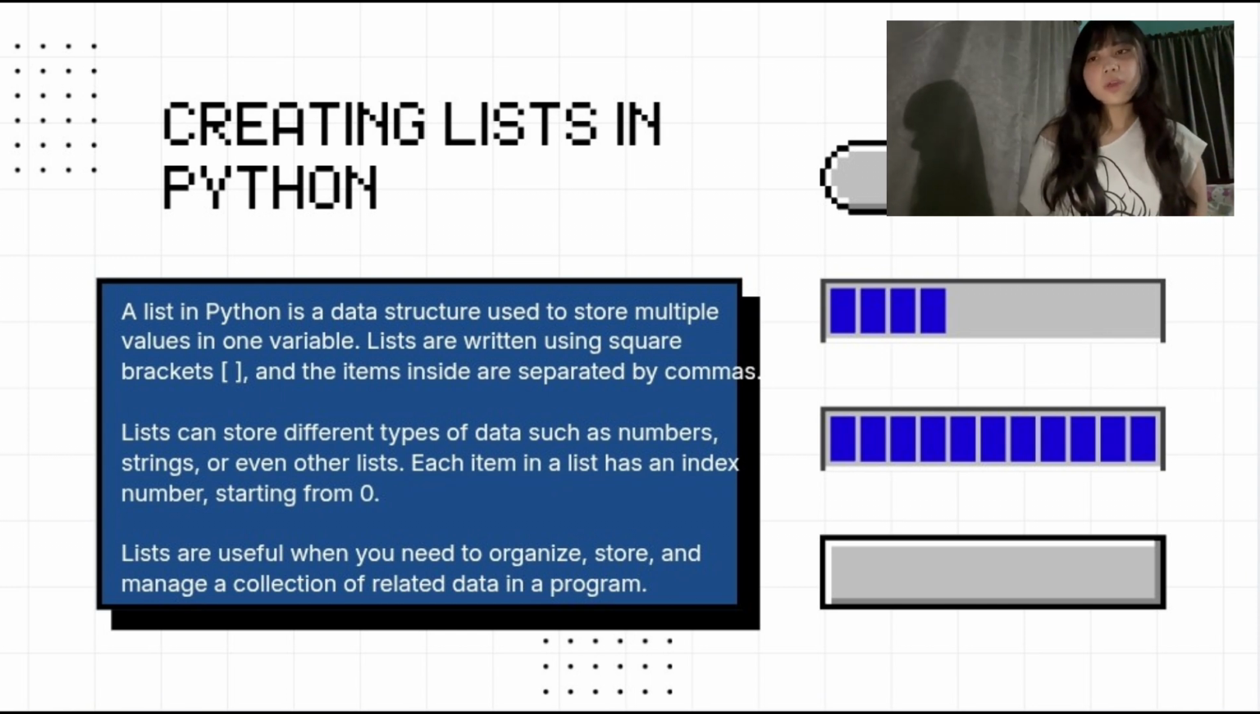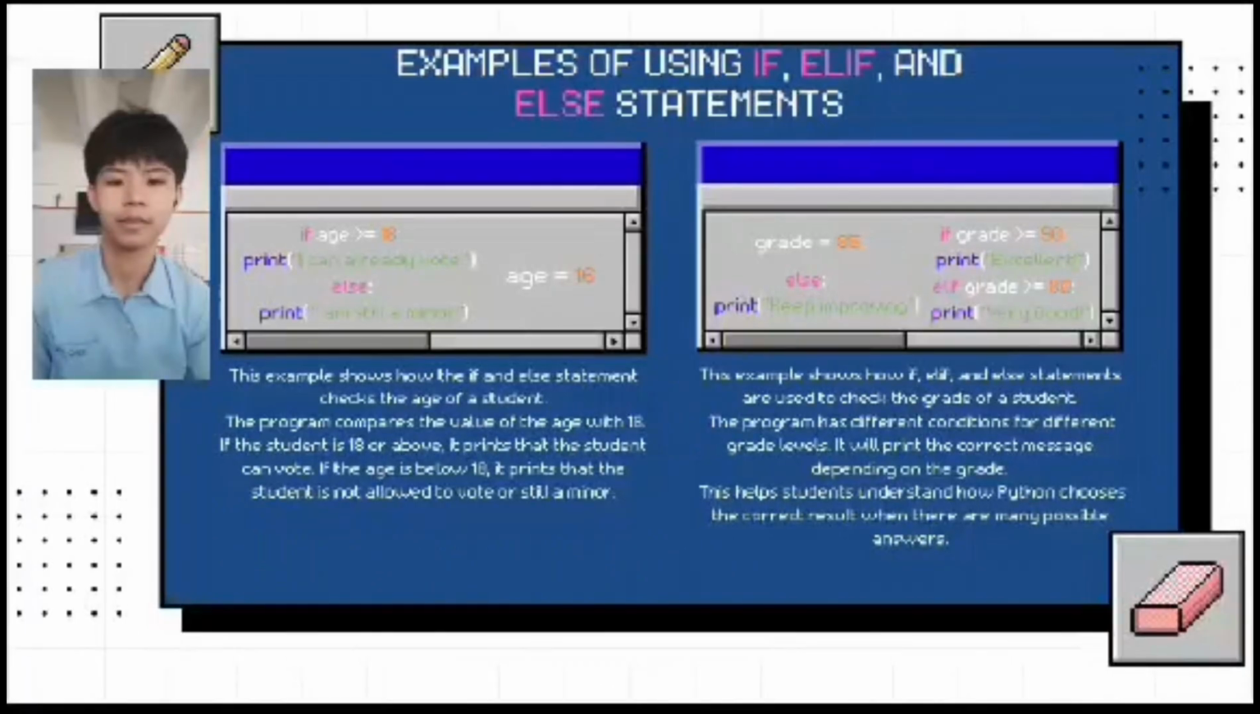A list in Python is a collection of items stored in a single variable. Lists are ordered, meaning each item has a position, and they are mutable, so their contents can be changed. Lists are created using square brackets, and they can store different types of data such as numbers, strings, and Boolean values. Lists are widely used to organize data, manage groups of related values, and make programs more efficient and readable.